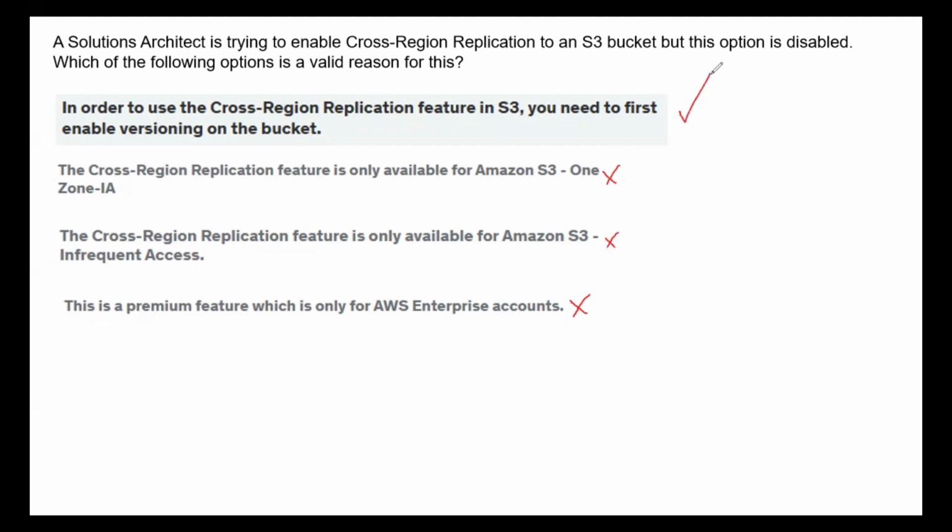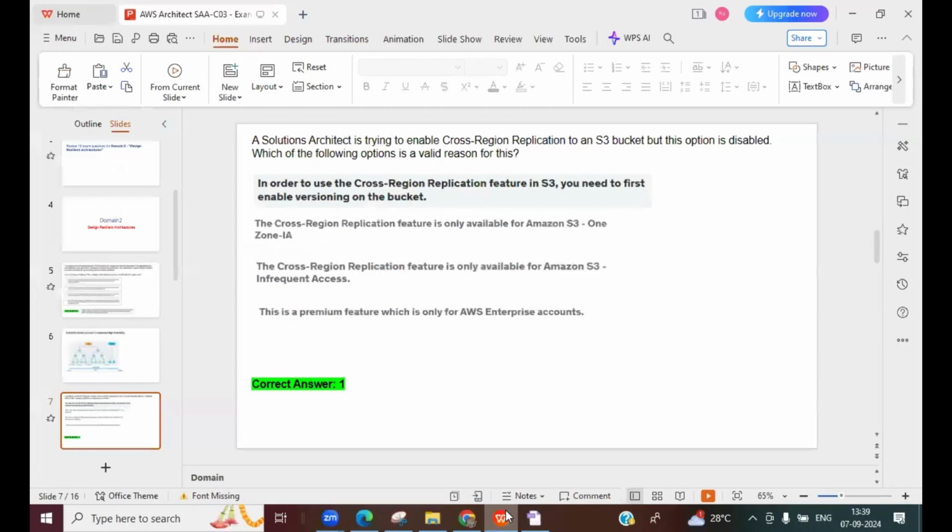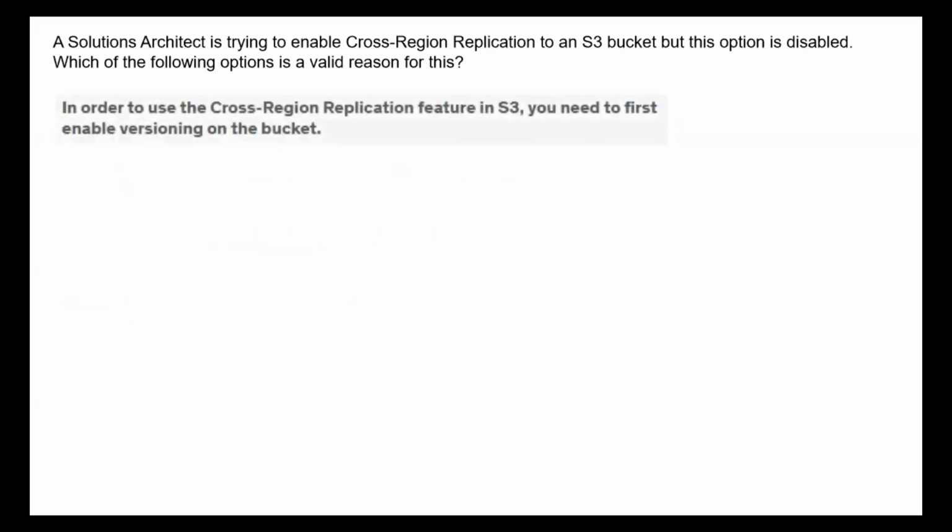So for the cross-region replication to be configured for the buckets, versioning is the prerequisite. We have to enable versioning on both the source bucket as well as the destination bucket. So what do you mean by versioning? Versioning is basically keeping duplicate copies of the objects so that even when an object is deleted accidentally, it can be recovered, right? That is the primary use of versioning.